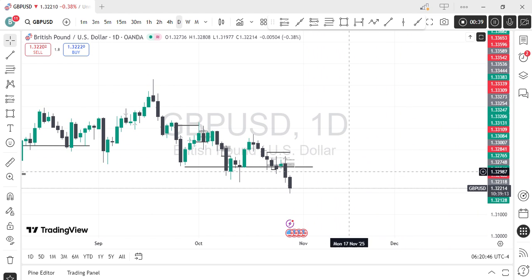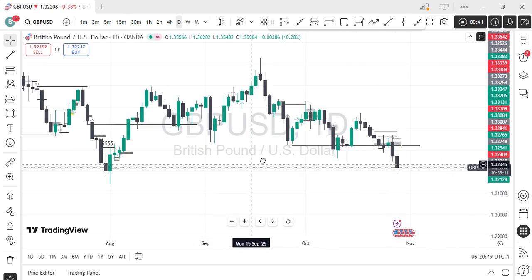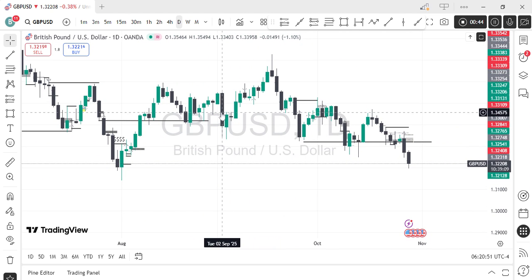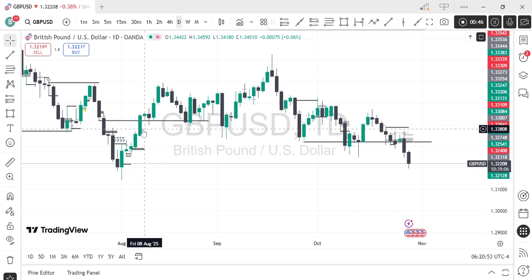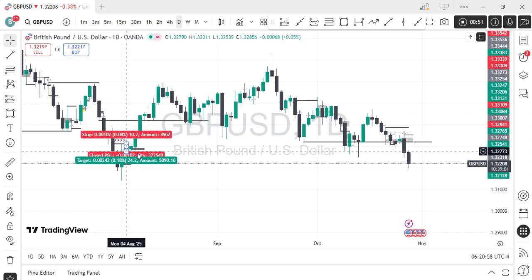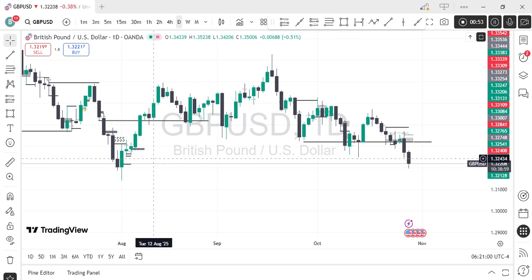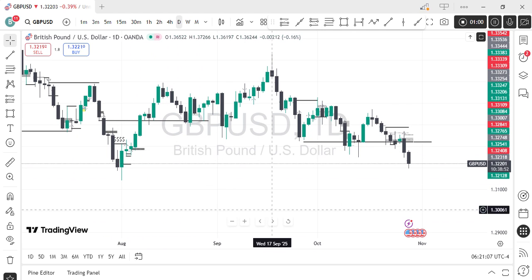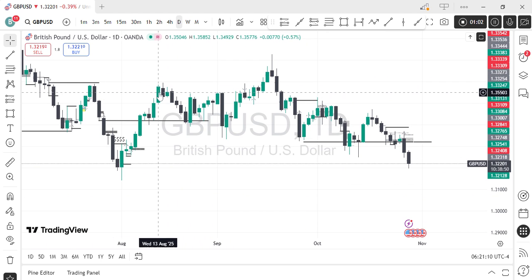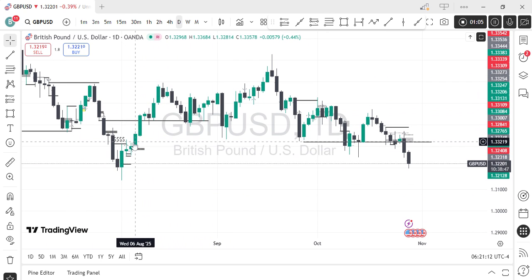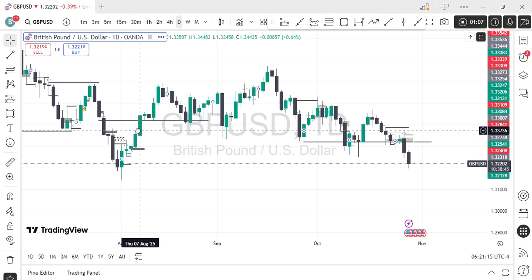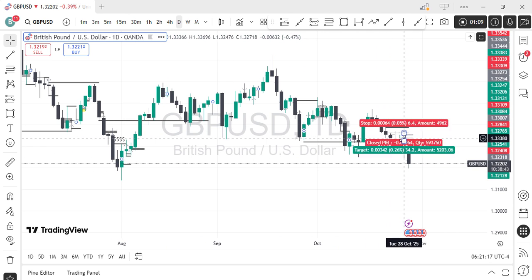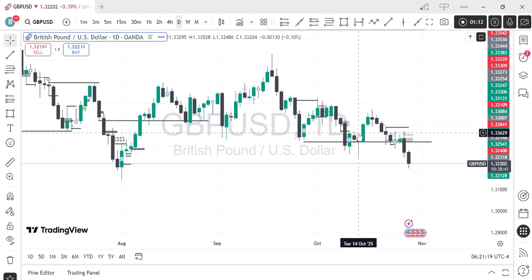An example of a fair value gap is this one, this one, this one, and this one. So how do you identify the right fair value gap? That's what I'm going to show you today. The correct fair value gap, as you can see here, is this one here. This is the correct fair value gap, and this one. And then there is a small fair value gap here.